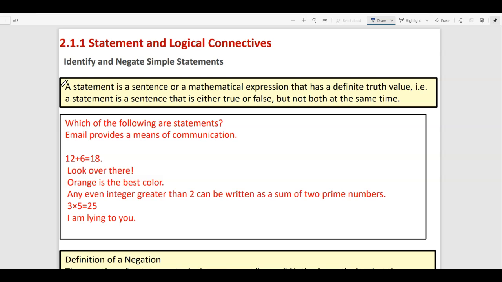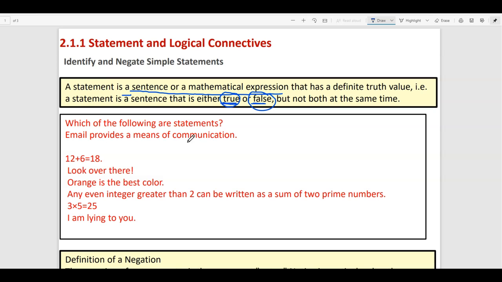So as you can see, a statement is a sentence or a mathematical expression that has a definite truth value. That is, it could be either true or it could be false, but it cannot be both at the same time. So again, keep in mind, it can either be true or it can be false, but it cannot be both at the same time. So let's take a look at the first example. Which of the following are the statements?